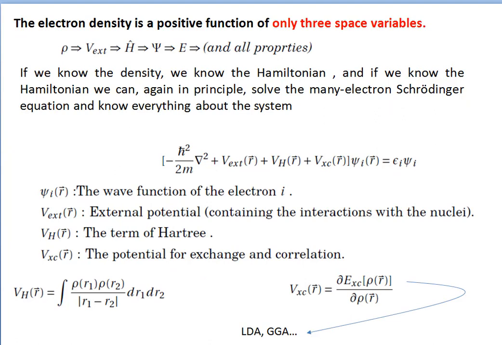The key idea of density functional theory is that the electron density is a positive function of only three space variables. If we know the density, we know the Hamiltonian, and if we know the Hamiltonian, we can solve the many-body Schrödinger equation and know everything about the system, all properties. In our calculation, we have used the GGA approximation. This approximation is used to obtain the exchange-correlation potential.